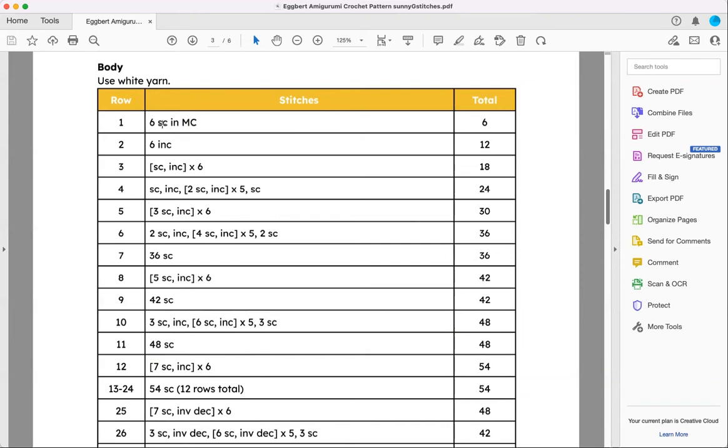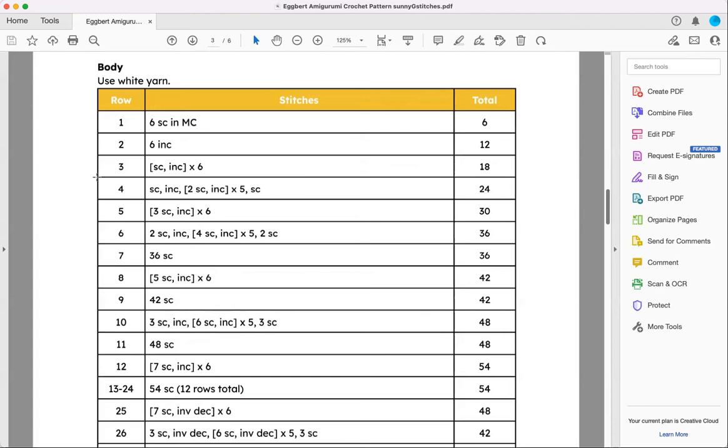After you are done with your initial 6 single crochets, you're going to move on to round 2 and do 6 increased stitches. As a reminder, an increased stitch is just 2 single crochets done in the same stitch. So that explains why your total stitch count is now 12, because you are looking in each of your previous stitches and putting 2 single crochets in each. Also, for every increased stitch that you see in a round, that will increase your total stitch count by 1.